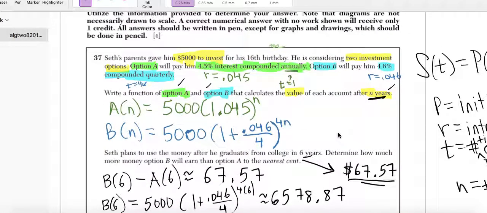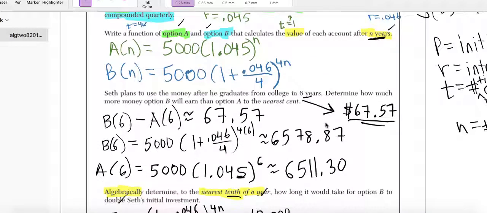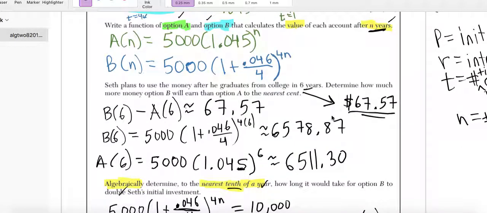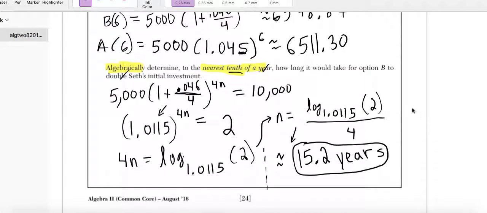Okay, so this was part one. If you know how to write the compound interest formula, and are careful to use the correct letter, the n for years, we got the formula for A or B. That was one of the ways you could write each one. For part two, we found how much more option B will earn compared to option A after 6 years to the nearest cent. And then we calculated to the nearest tenth how long it would take for option B to double the initial investment. It was 15.2 years. I thought that wasn't bad for a part for 37.